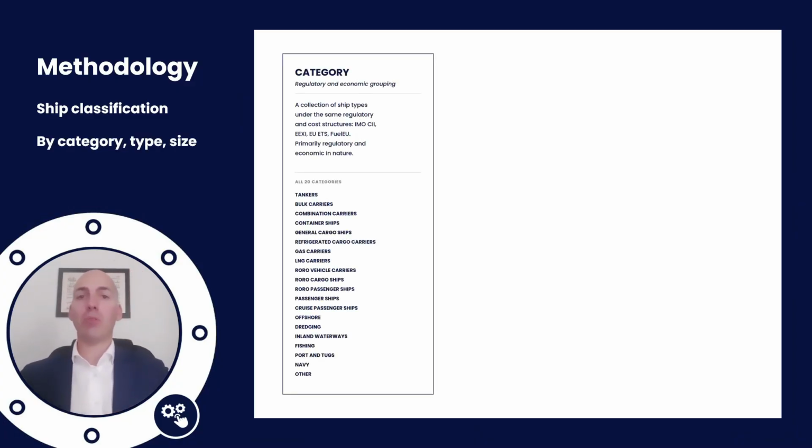Category is for us the most important because it's the regulatory and economic grouping of ships. Most other classification systems out there, including that IHS system or previously IHS, but also IMO, which typically states that there is no such thing as a singular ship type definition, which is nice. We take a look at IMO, EU, other regulations, EEXI, CII, FuelEU, EU ETS, etc.